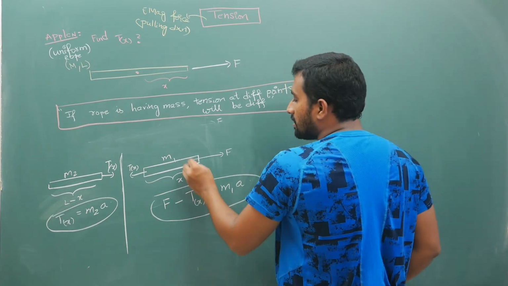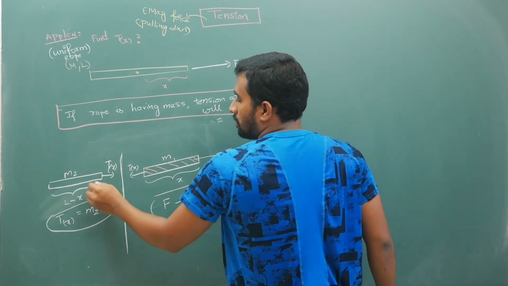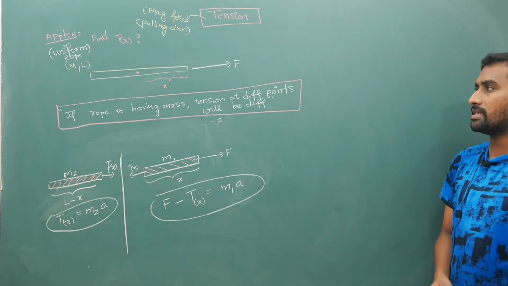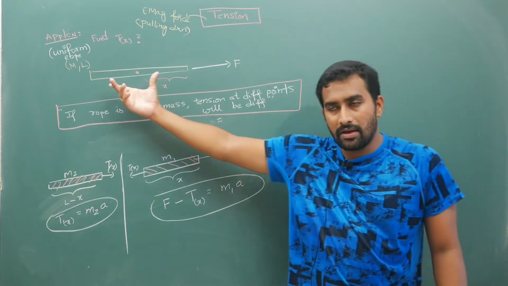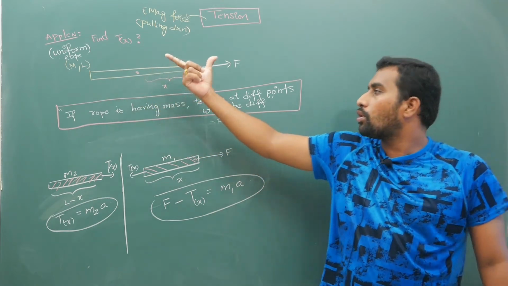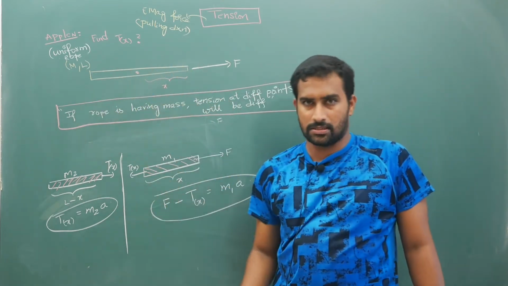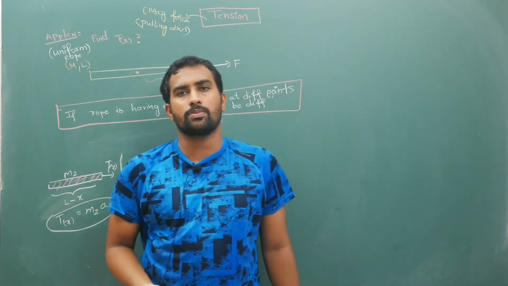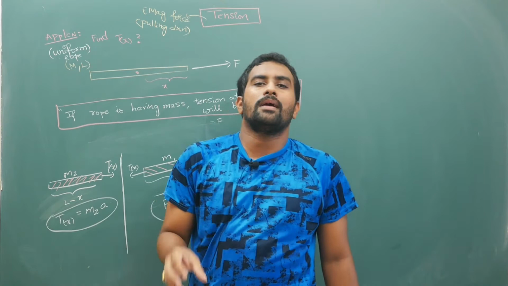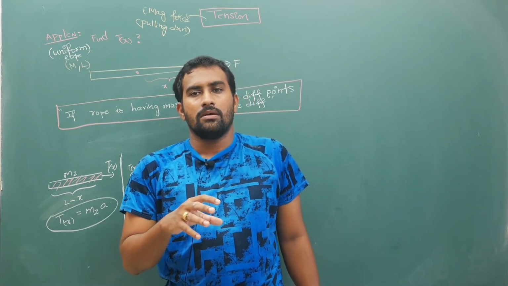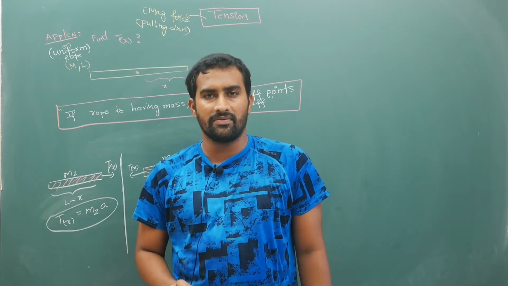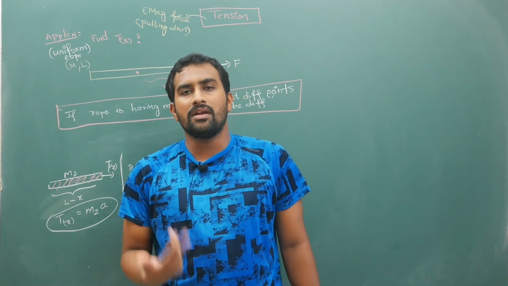I am dividing this into two parts. One part of length x, the other part of length L minus x. So I have a rope, and this rope has mass. I have tried to explain and shown you that if mass is present in the rope, then tension is not constant everywhere. At different points you will have different tension.